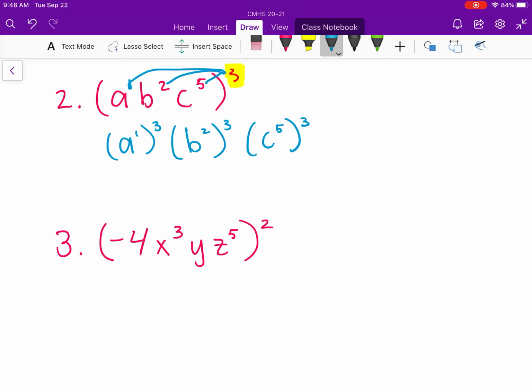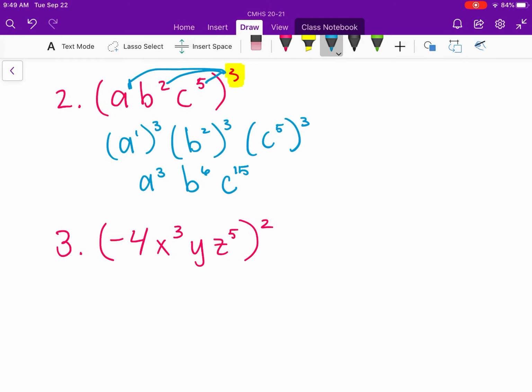So we are multiplying. Let's multiply these numbers. Look at the a. 1 times 3 is 3. For the b, we have 2 times 3, which is 6. And for the c, we have 5 times 3, which is 15. So our answer is a to the third, b to the sixth, and c to the 15th.